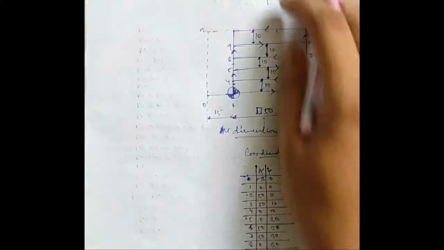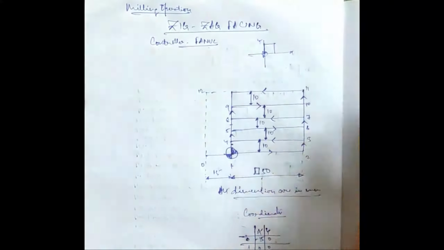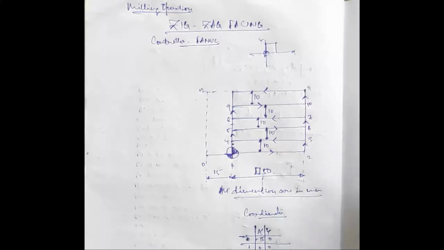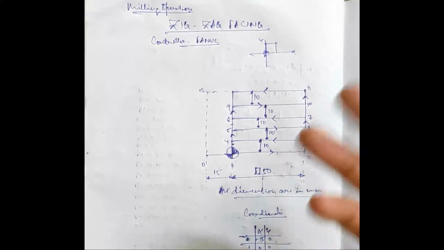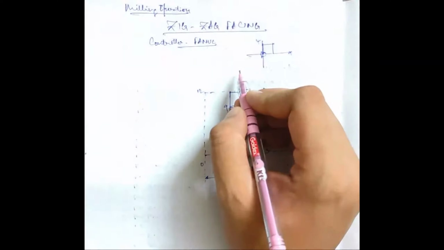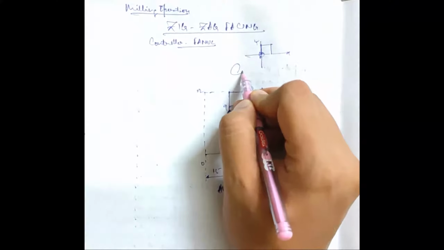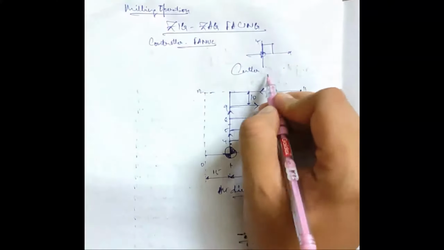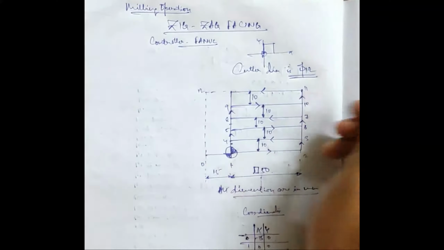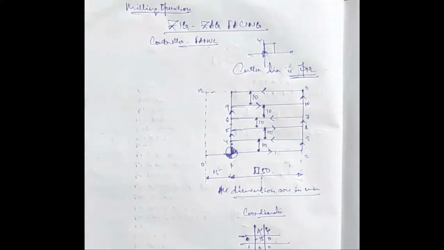Clear? So in milling operation we have three axes, x, y and z. Z is for your tool movement, and x and y are for your bed movement. Okay, so let's say your cutter diameter is 12. It's an end mill cutter.